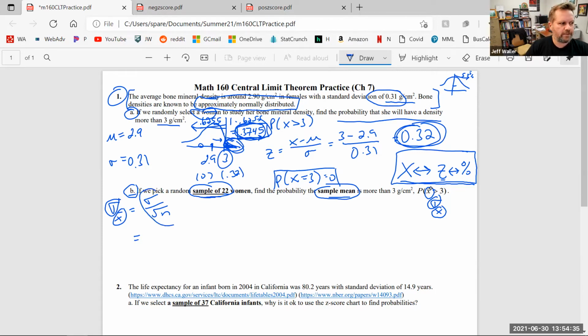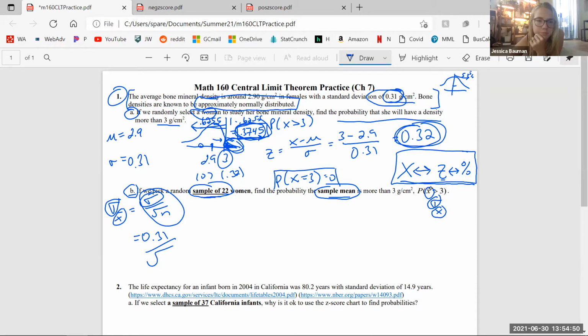So let me do this. This is 0.31 divided by the square root of what? The mean of the sample of 20. No, come on, no. The number of people? Yes, and how many people are in the sample in part B? 22. There you go. That's it, right? That's what N means. N is just the number in your sample, or the number you're looking at.